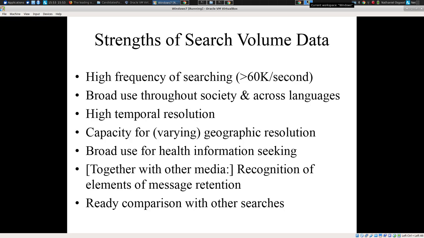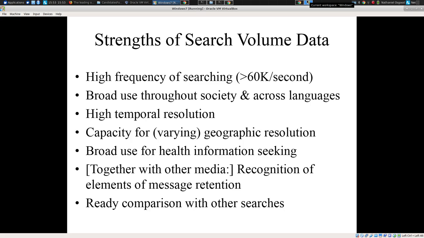And this can provide a bit of a window into people's interests and health, particularly health information seeking, in many cases. It's about 60,000, I think it's greater than 60,000 searches per second that go on worldwide. It's a very large number. It cuts across subgroups in our society. It's very widespread use of search engines, and indeed across languages. It's not universal. China, for example, does not make use of the Google search engine. But within North America, Google search is overwhelmingly used.